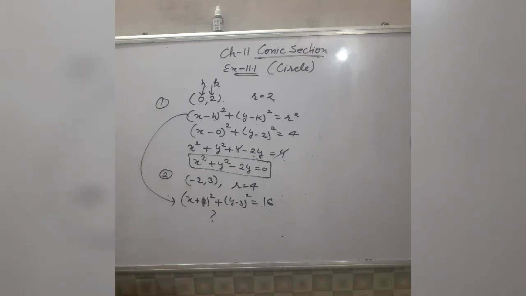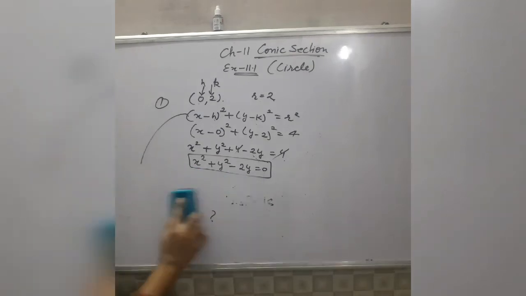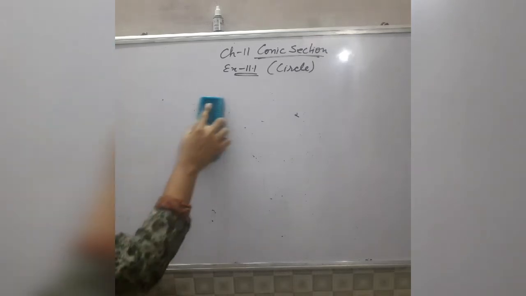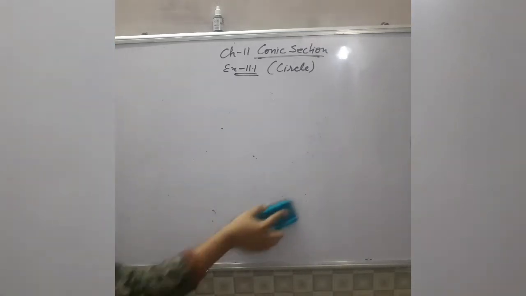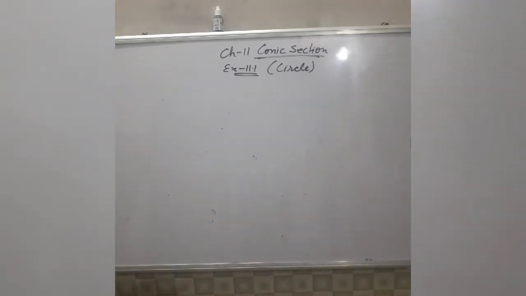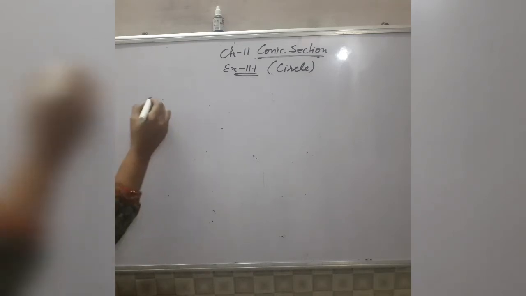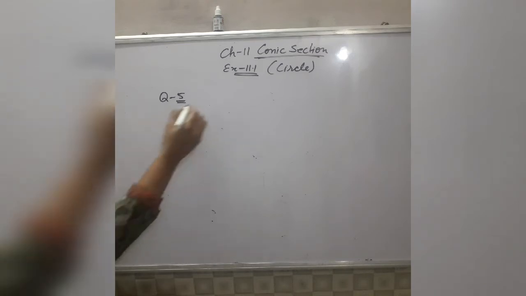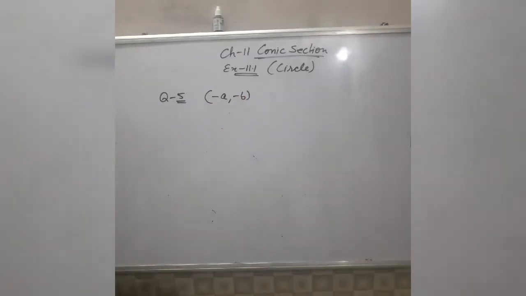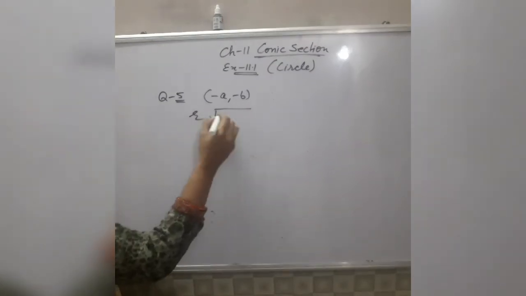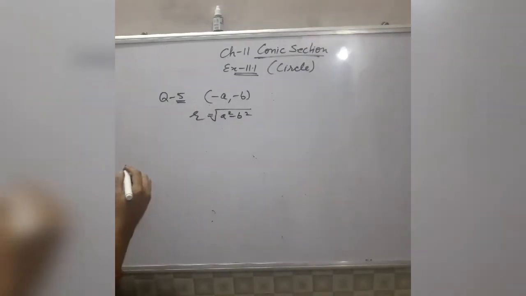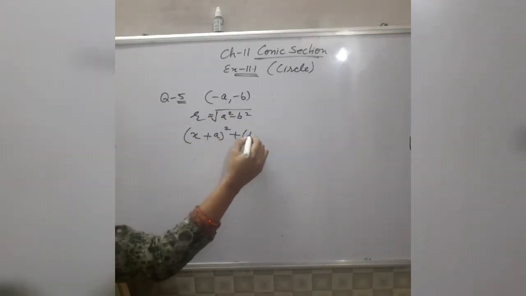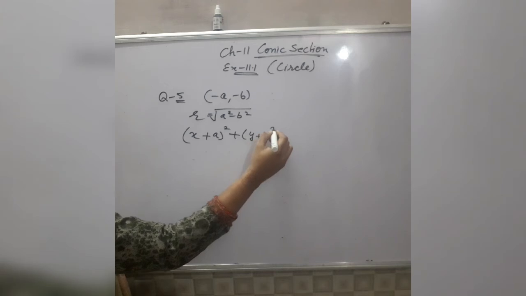In the third question also, in questions number 1 to 5, in these 5 sums, the first 5 questions of this exercise, in all these sums, the center and radius are given to you. So with the help of the same concept, you will find the equation of the circle. So question numbers 3 and 4 you will try yourself. I am explaining one more question, question number 5, in which the center and radius are given to you. In question number 5, the center is minus a comma minus b and the radius is given as square root of a square minus b square. So now the equation of the circle: x minus minus a becomes plus a whole square, y minus minus b becomes y plus b whole square.